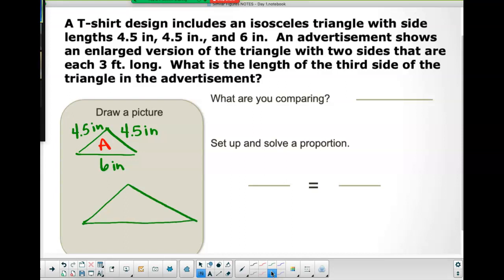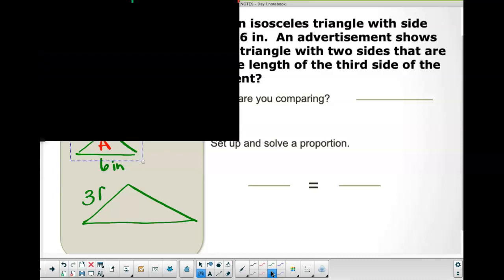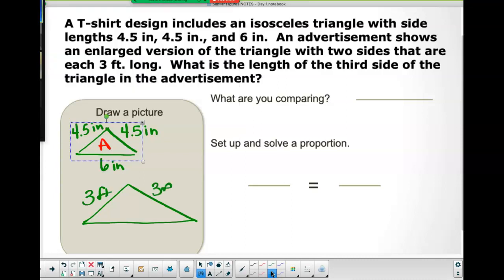Where should the 3 feet go? Which sides does that go on? It has two sides that are 3 feet, so that has to match up with the 4.5. So 3 feet, 3 feet. It says, what's the length of the third side? So we're going to put X on the bottom. I'm going to label that triangle B.